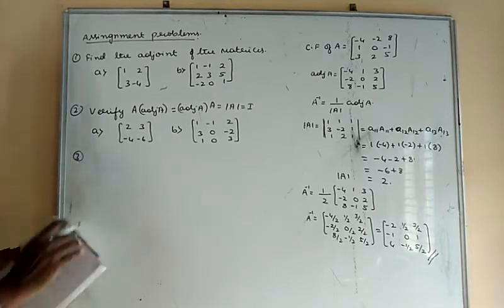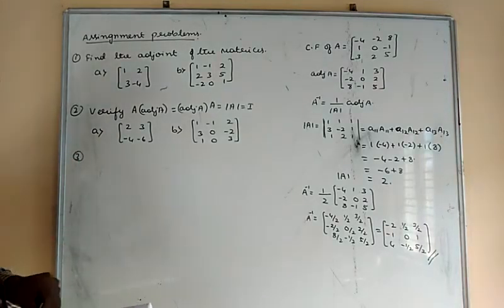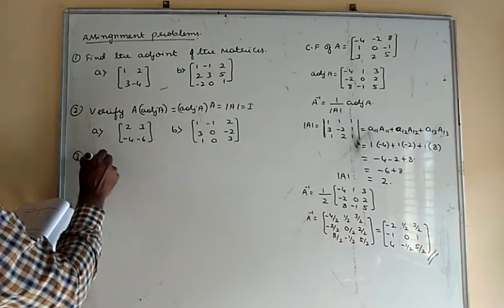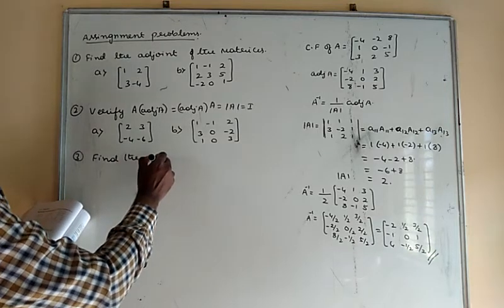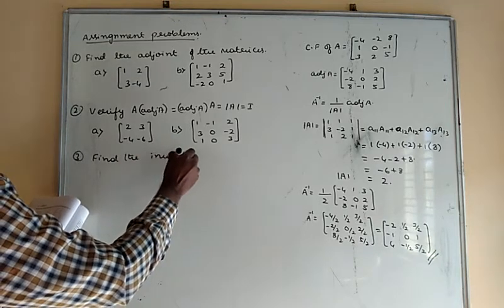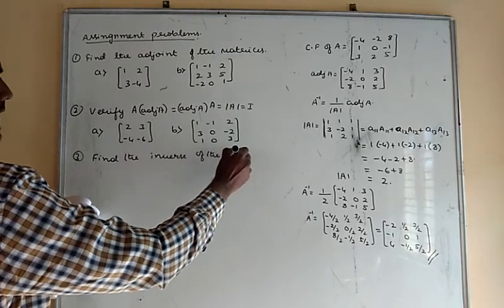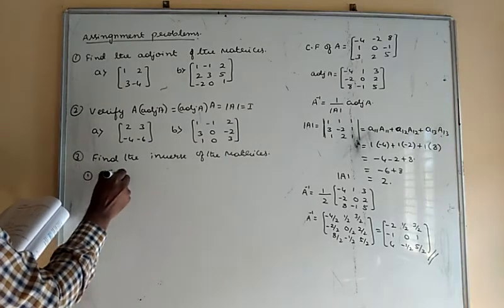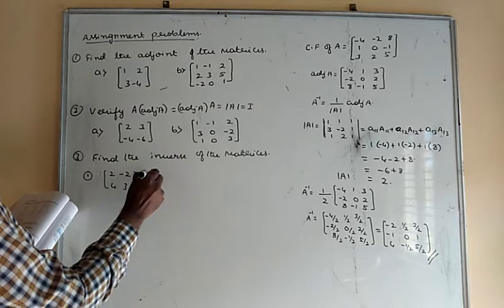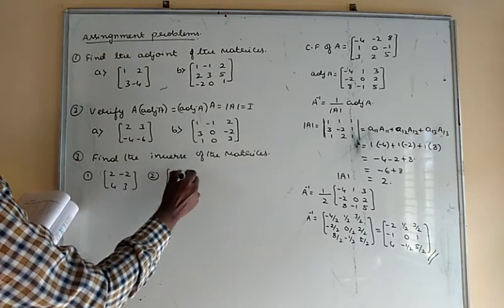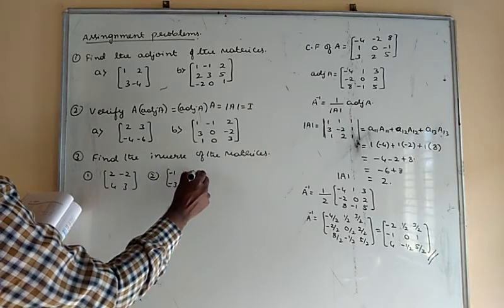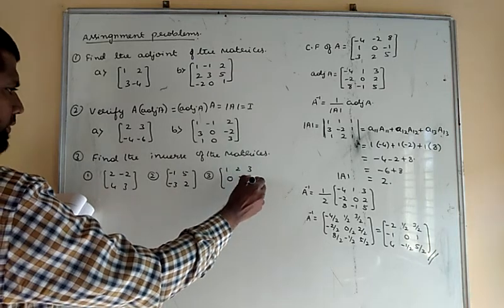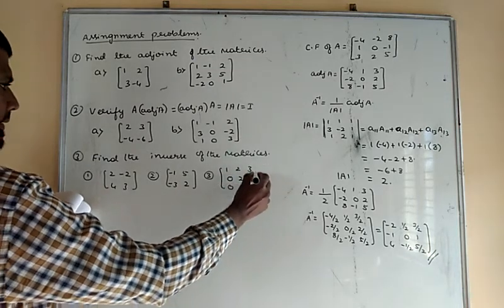The next, third one: find the inverse of the matrices. First one: 2, minus 2, 4, 3. Then second one: minus 1, 5, minus 3, 2. Then third one: 1, 2, 3, 0, 2, 4, then 0, 0, 5.